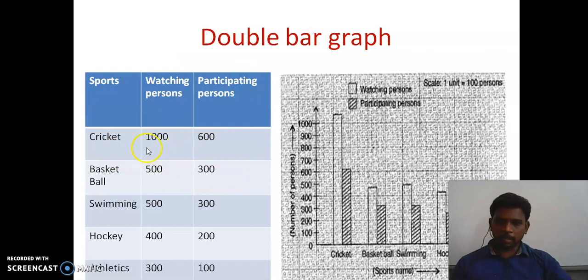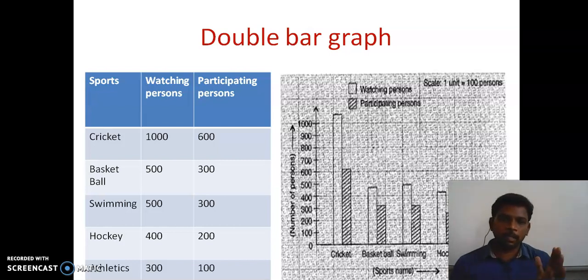So the first information, that is in cricket how many persons are watching, means 1000 persons, and the number of participants is nothing but 600 participants in the cricket game. And similarly in basketball 500 is the number of watching persons and 300 is the number of participants. In the similar way, swimming, hockey, athletics, everything is given here, right? So the same sports, but with information about the number of watching persons and the number of participating persons. So that is the given data.